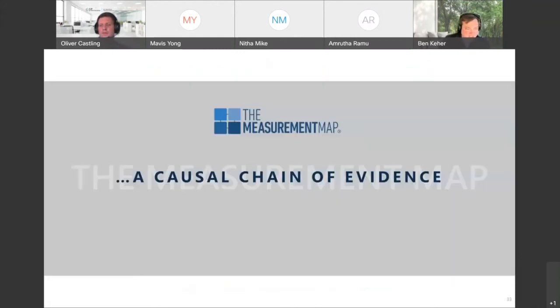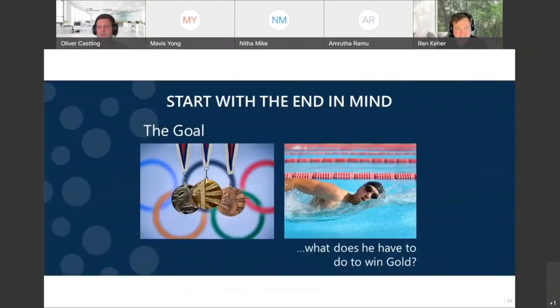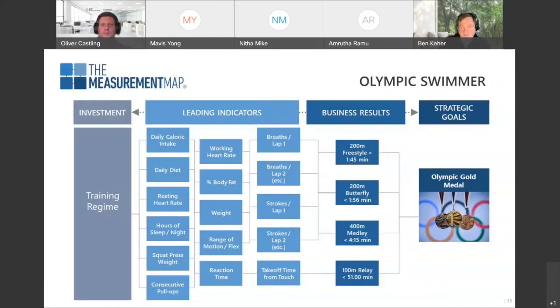So, just shift gears a little bit to take it away from workplace training or the F&B space. I want to give you an even clearer picture of a causal chain of evidence. And let's take Michael Phelps, right? Michael Phelps, I think, won 23 or 28 gold medals. But what does that really take? And let's go from the end in mind, right? So the strategic goal for Michael Phelps is I want to win a lot of Olympic gold medals.